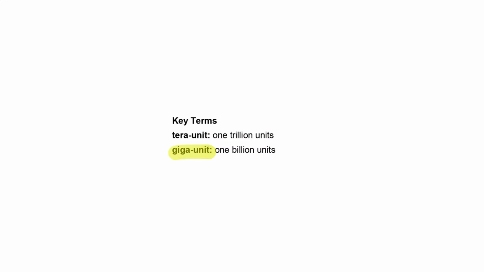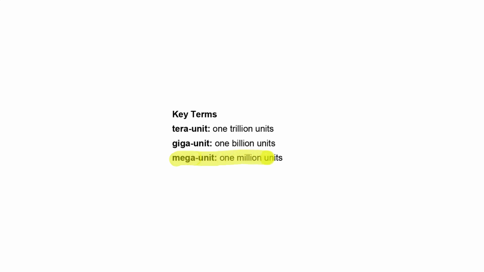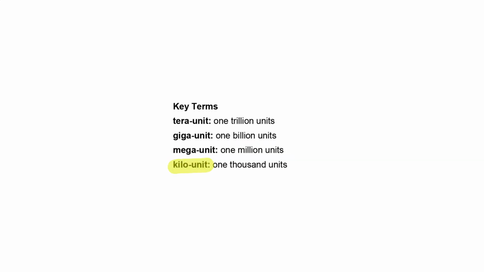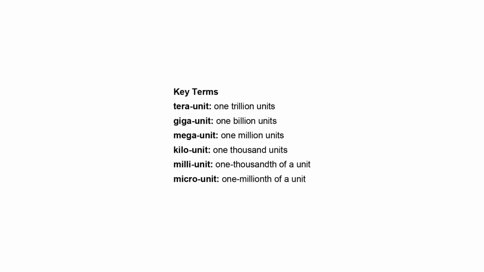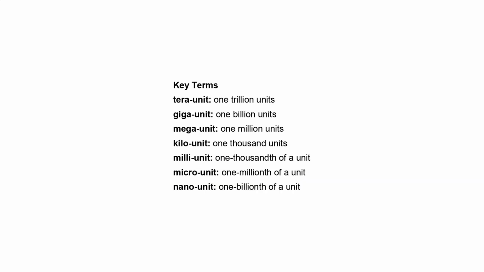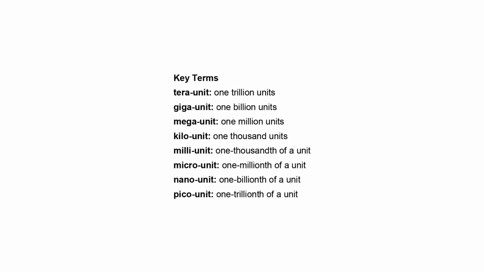Key terms. A tera unit is 1 trillion units. A giga unit is 1 billion units. A mega unit is 1 million units. A kilo unit is 1,000 units. A milliunit is 1,000th of a unit. A microunit is 1 millionth of a unit. A nanounit is 1 billionth of a unit. And finally, a picounit is 1 trillionth of a unit.